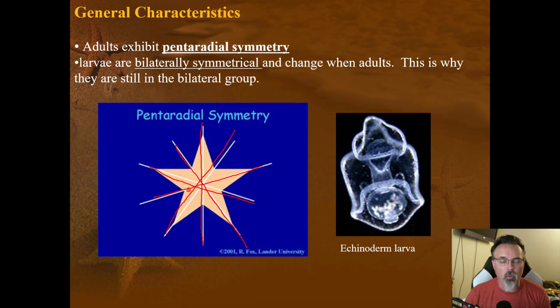They do have oral and aboral sides as opposed to right and left, top and bottom, things like that. But these still are classified with the bilateral animals. And why is that? Well, it's because the larva is bilateral, and we can see if we put a line through it, we can cut it in half exactly one way. So pentaradial symmetry is the number one characteristic of these echinoderms.